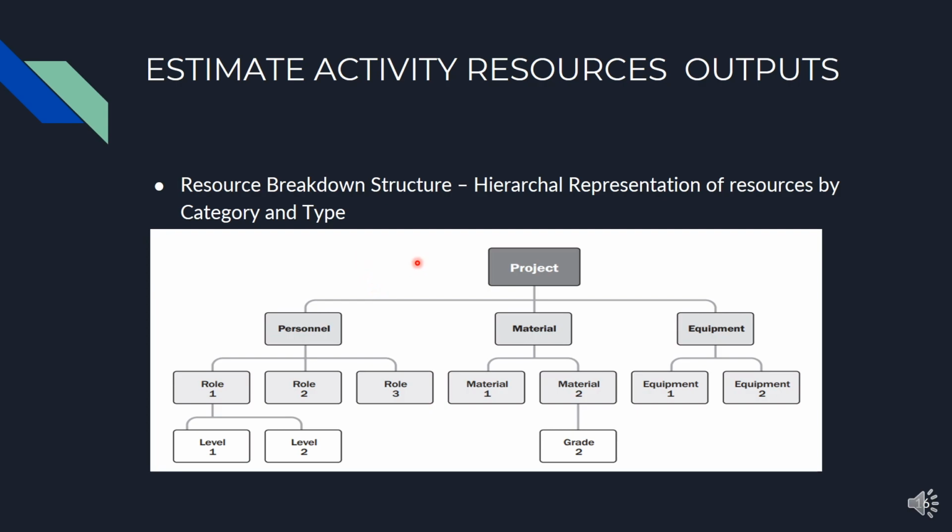Now the resource breakdown structure. Resource breakdown structure is a hierarchical composition, which will tell what type of resources, like personnel, material, equipment, and further in different types of resources, how many types of the resources we require. Like here, if we see in this example, in personnel we require three types of roles. In material we require two types of materials. In equipment we require two types of equipment. Further, we can decompose into the different activity, like for material 2 should be of our grade 2 type.